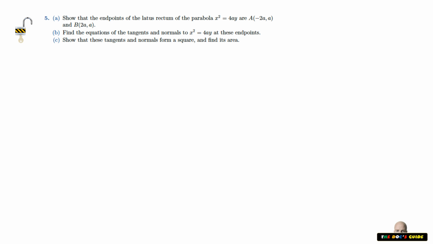So let's have a look at a question. The first part of this question says, show that the endpoints of the latus rectum on this parabola are A and B, just here. So we need to know stuff before we can go any further with this. So we've got to remember that x squared equals 4ay is this parabola. We've got to remember that the latus rectum is a chord through the focus, which will be the point (0, a), parallel to the x-axis, so that makes it the line y equals a.